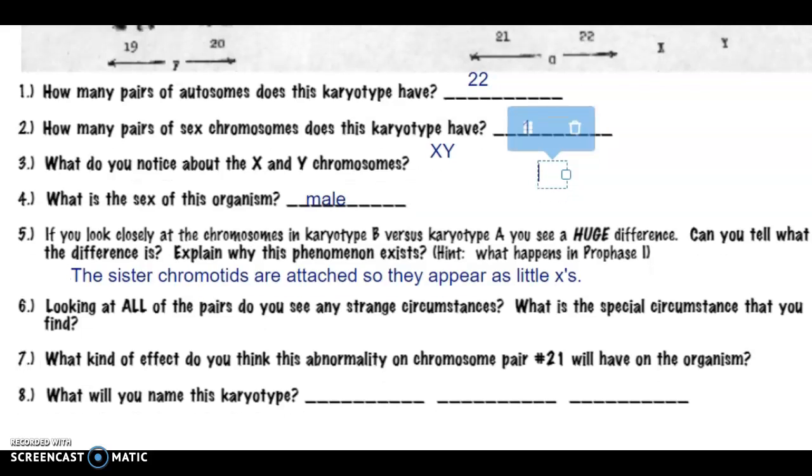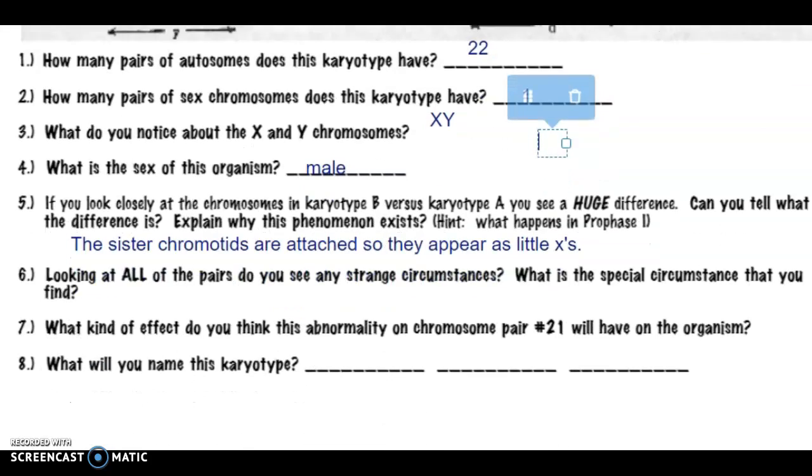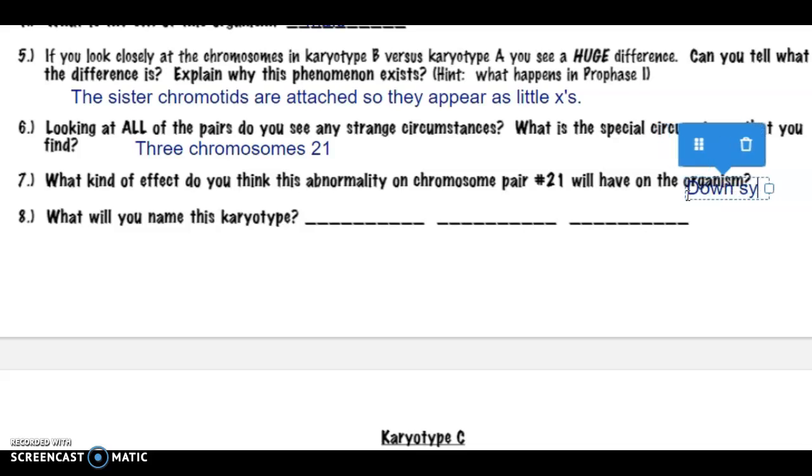Look at all the pairs. Do we see a strange circumstance? And what is that special circumstance? Well, we just talked about that. We're moving along. We have 2, 2, 2, all of them like we would expect. And then we get to our chromosome 21, and we have 1, 2, 3 of these teeny tiny little chromosome 21s. So we find 3 chromosome 21s, and this would be Down syndrome, also known as trisomy 21.